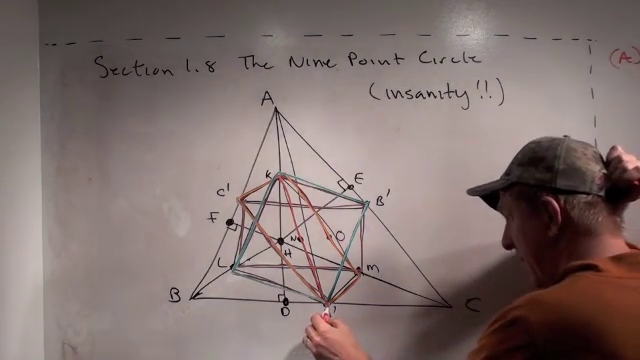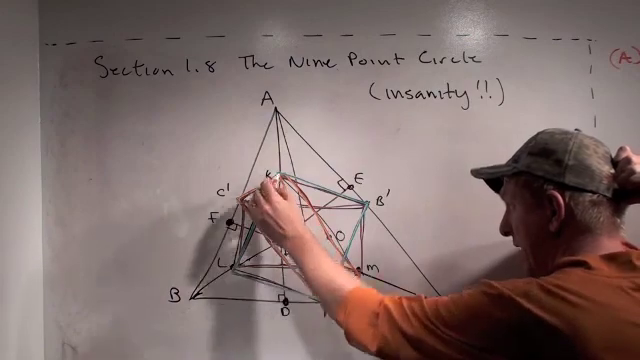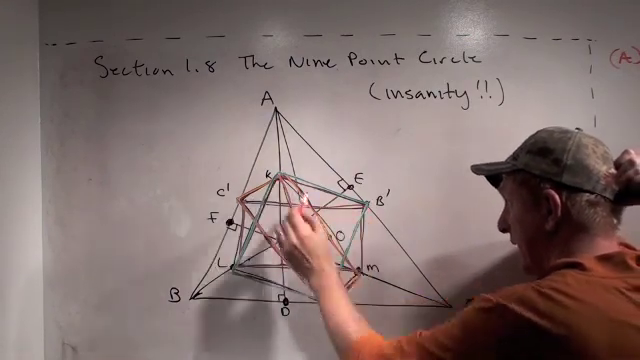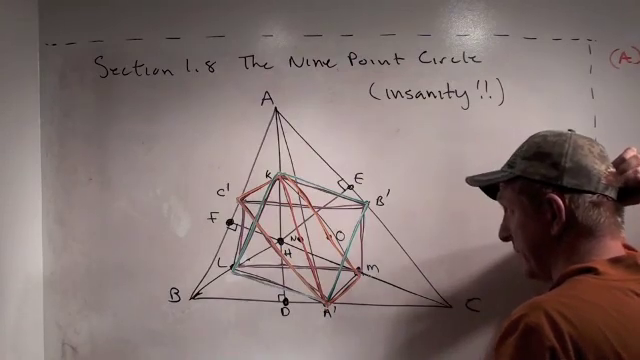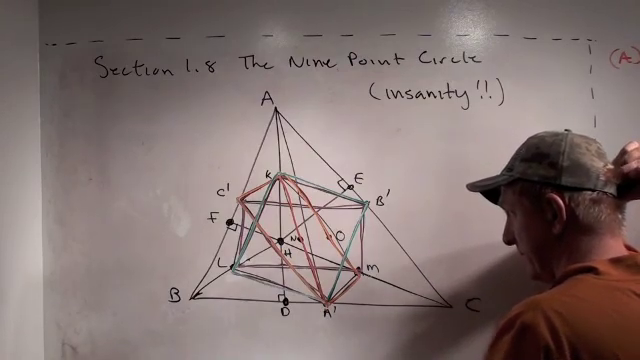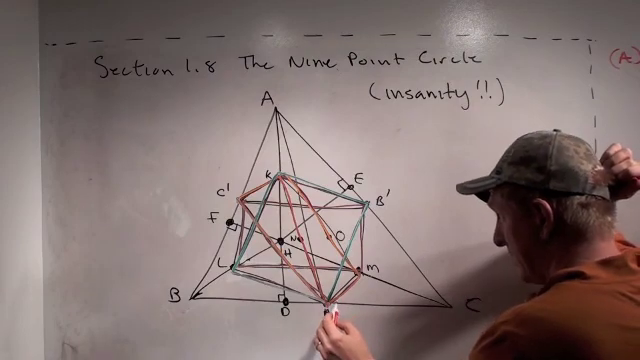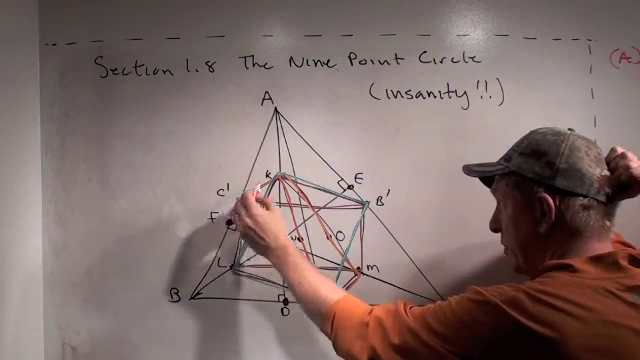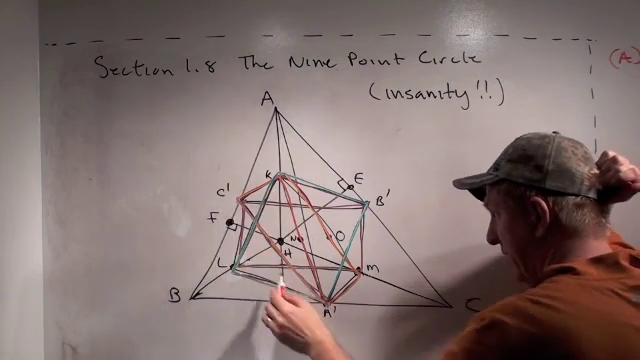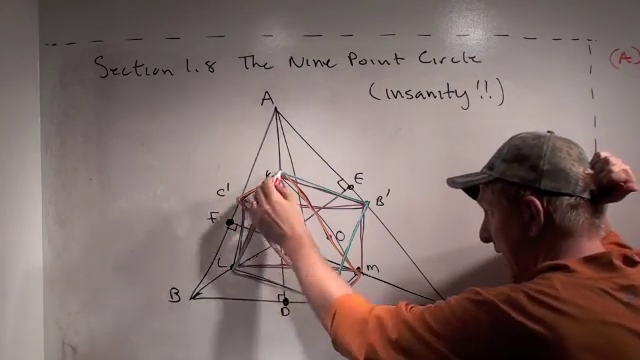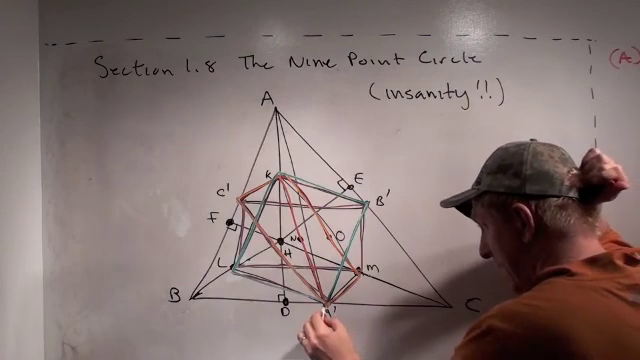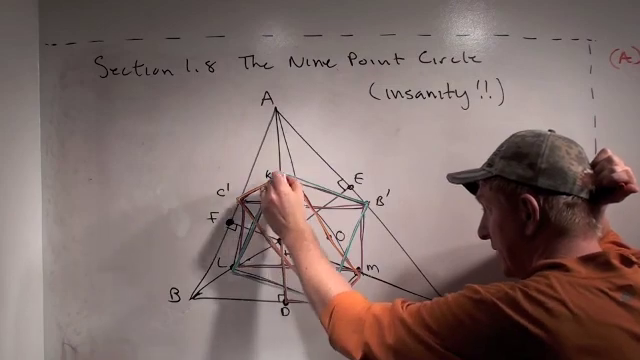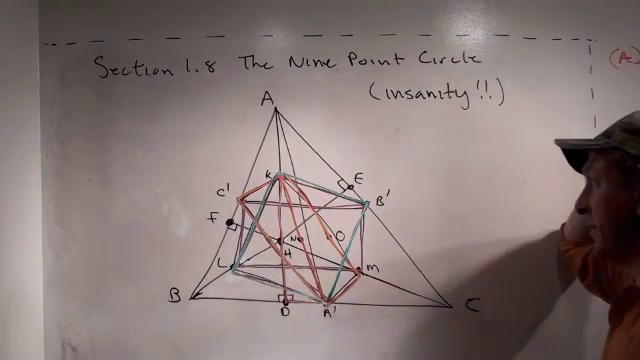Well, A'MK is a right angle. A'B'K is a right angle. I'm going to skip E for a second. A'C'K is a right angle. I'm going to skip F. A'LK is a right angle. And I'm not going to skip D. A'DK is a right angle by definition.